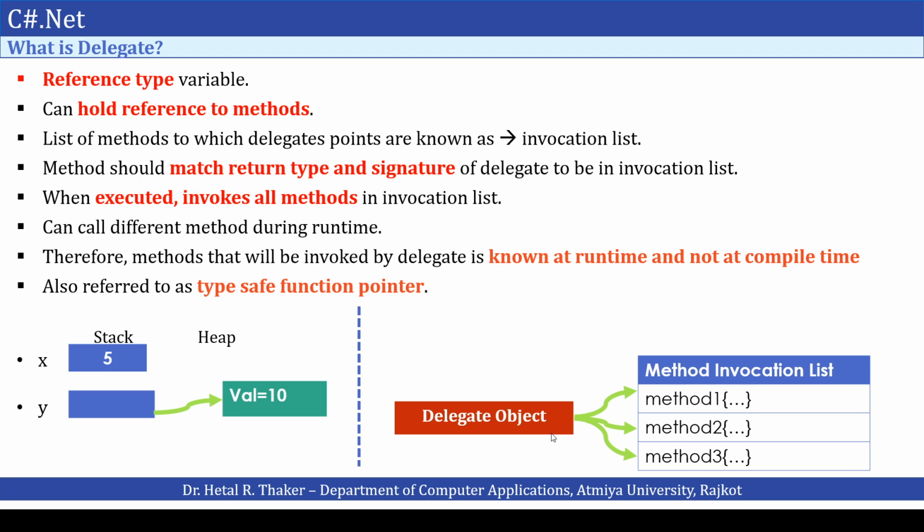It is not that once you have assigned methods to delegate, you cannot change. There are operators available by means of which you can add or remove methods to delegate at runtime. How to do that? We will see in next subsequent slides. And therefore, which methods will be invoked by delegate is known at runtime and not at the compile time. Delegates are also known as type-safe function pointer.